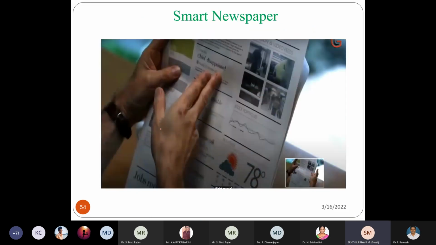And smart newspapers. We don't want to hold ten papers in our hand, and we don't want to search for the places. So here the man is keeping his hand. He can swipe the screen.